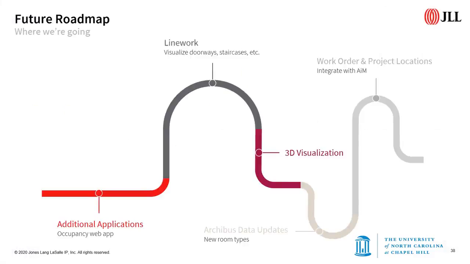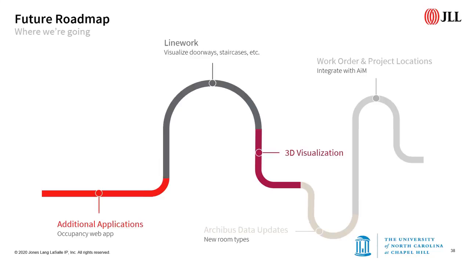For our future roadmap, we're currently working on an upgrade to the UNC survey tool, and we will include an ability to collect occupancy data. Once we start getting this data in, we'll begin work on an occupancy dashboard or other web application, perhaps a vacancy web application. We also want to look at how we can export line work to GIS to show more details around the door locations and stairwells. We have rooms now as polygons, but we don't have the doors visualized in GIS, so that would be helpful.